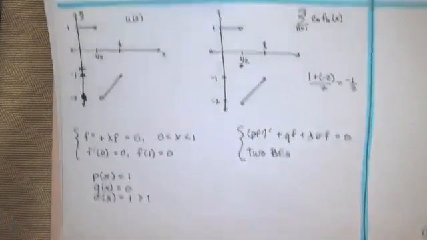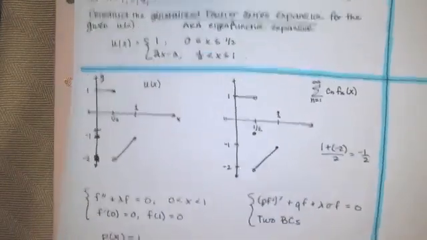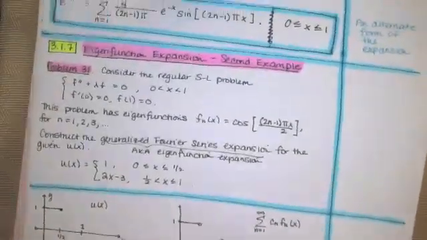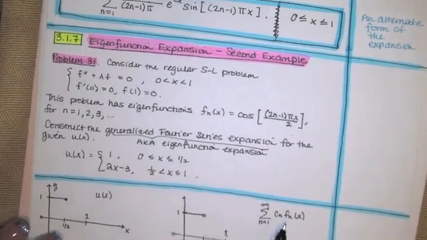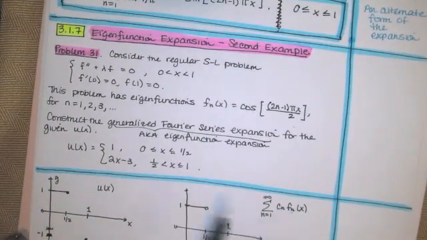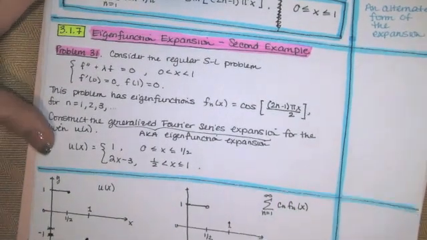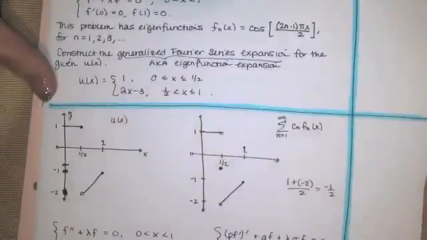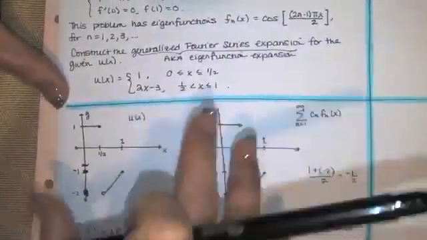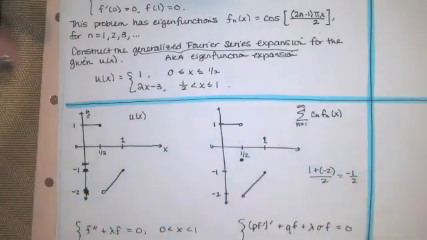Okay, so now if we want to find these eigenfunctions, we will start by assuming that u is equal to this. Now we know that it's not going to be exactly equal to u. It's going to be equal to this when we're done. But that's good enough for us.